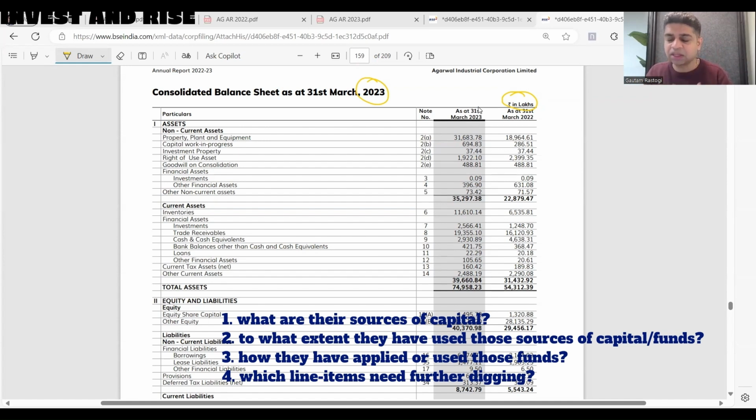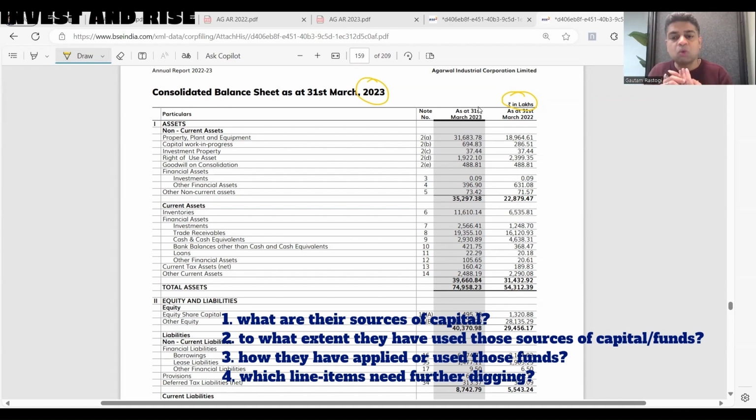To what extent they have used those sources of capital or funds? That is 2. Okay. 3 is how they've applied or used those funds. For example, they could have bought new buildings. They could have purchased new plants. They could perhaps be foraying into acquiring a different company. All right. So how they have applied or used those funds, that's 3.